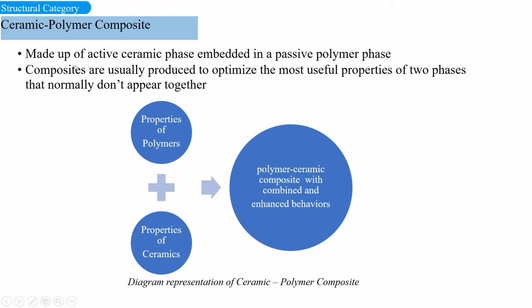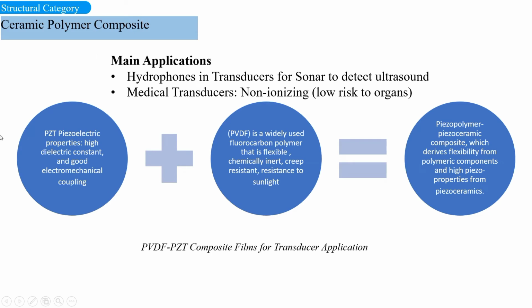As for the ceramic polymer composite structure category, they are basically a combination of ceramic and polymers. Here I've summarized it, whereby the properties of polymer and ceramics will be combined into a polymer ceramic composite, which will then have a combined and enhanced behavior. Usually this composite is made up of an active ceramic phase embedded in a passive polymer phase. The composite is produced to optimize the most useful properties of two different phases that don't normally appear together. Their main applications are in aerophones, transducers and medical transducers.